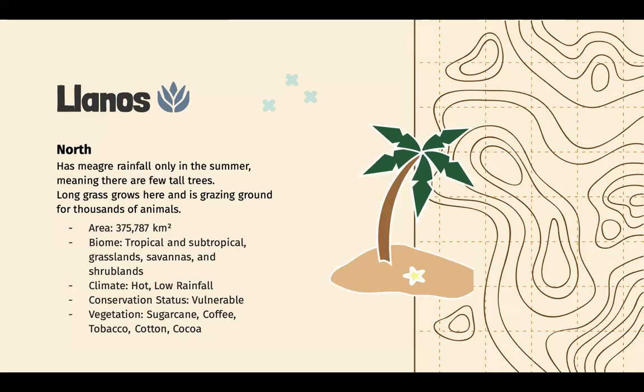Its total area is 375,000 kilometers squared. It's a tropical, subtropical biome. The climate is hot and there is low rainfall. It's actually a conserved area, which means you can't really do anything there. And the vegetation includes sugarcane, coffee, tobacco, cotton, and cocoa.